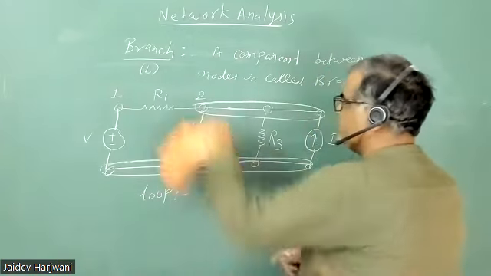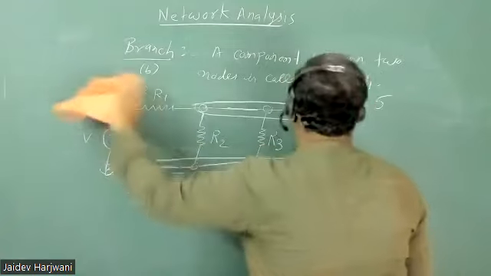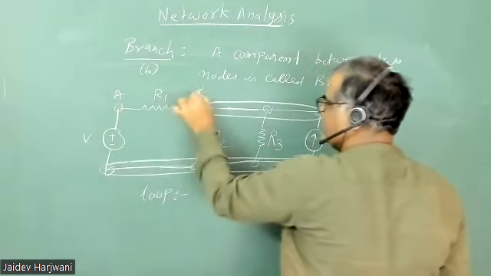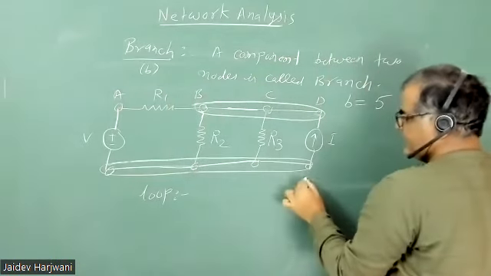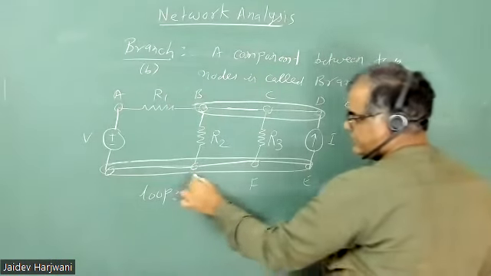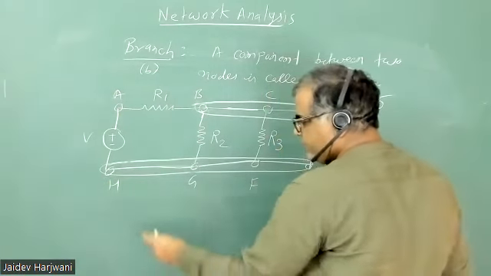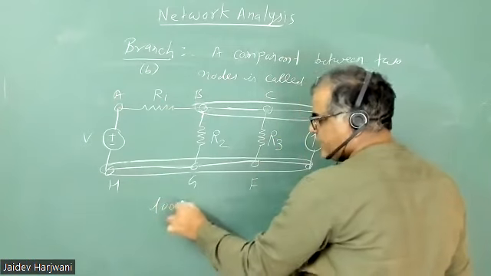So let me call this A, B, say this is C, D, say this is E, F, G, H. So how many closed loops are there in the circuit? Can anyone count?